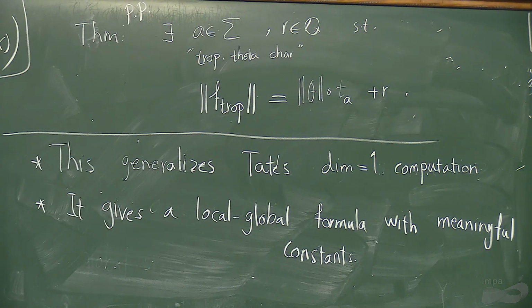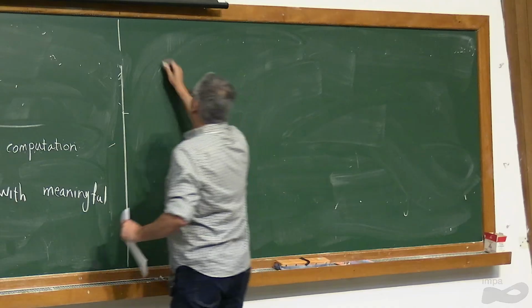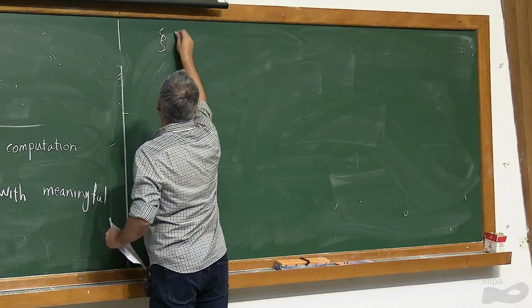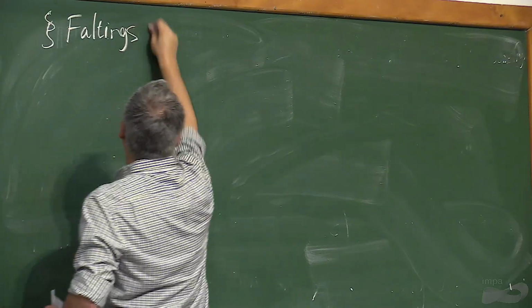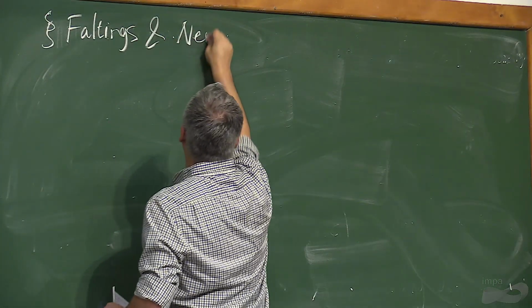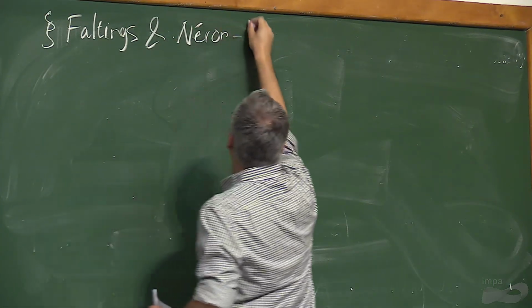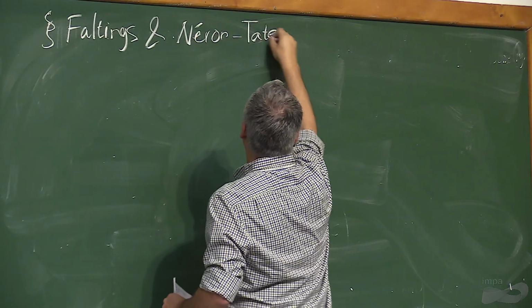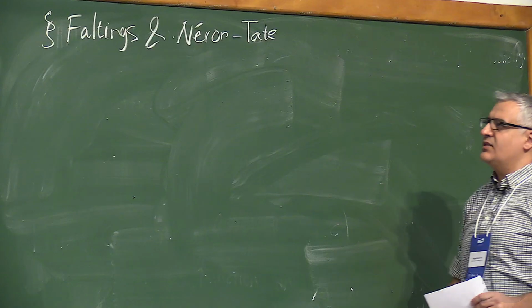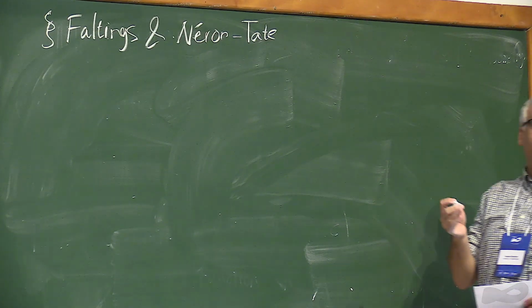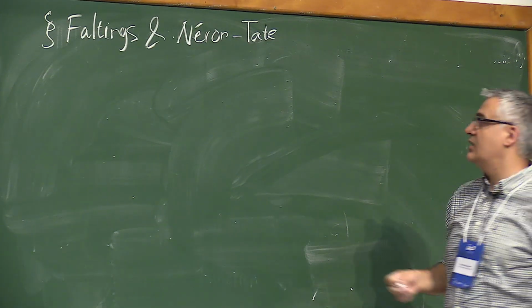Let's see how much time I have. Let me not promise too much. So, some more advanced heights: Faltings height and Néron-Tate. Néron-Tate is typically the same thing I've been talking about, the H hat D, but when I discussed that, it was the height of a point. Now I want to talk about the height of higher dimensional cycles.